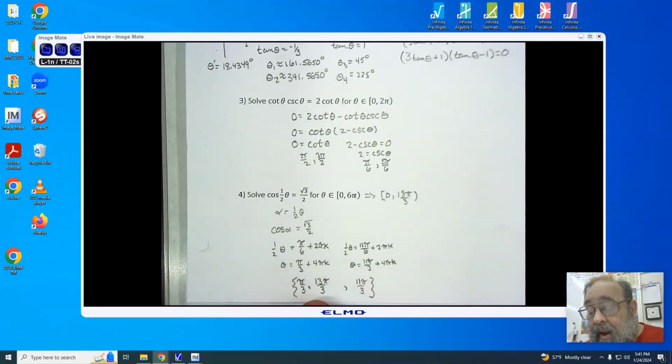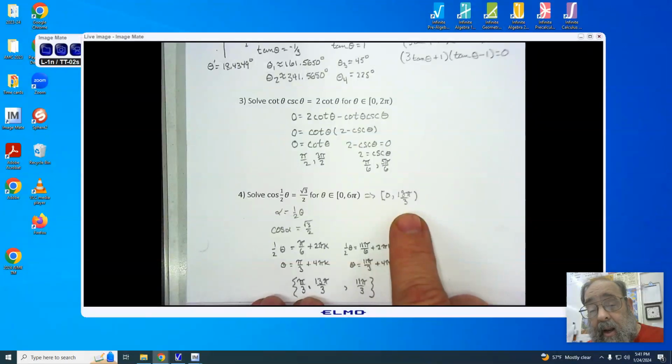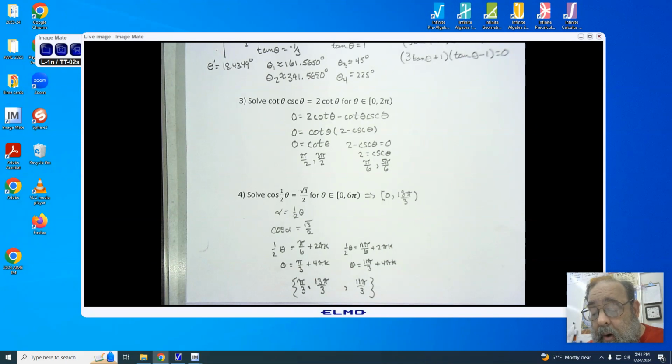Now when I add, I make sure that I add the 12 pi over 3 each time, and when I do so, I end up with pi over 3 plus 12 pi over 3, which is 13 pi over 3. I start at 11 pi over 3, that's my first answer, but if I add the 12 pi over 3, I end up going outside of my domain, and I have to not accept it. Therefore, my only answers to number 4 are pi over 3, 13 pi over 3, and 11 pi over 3.